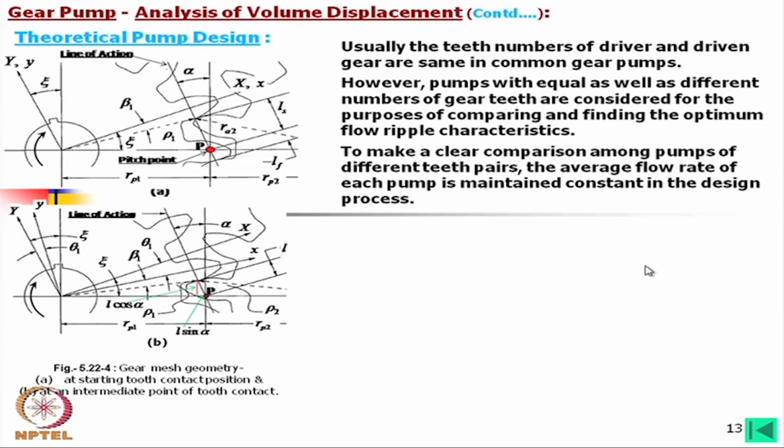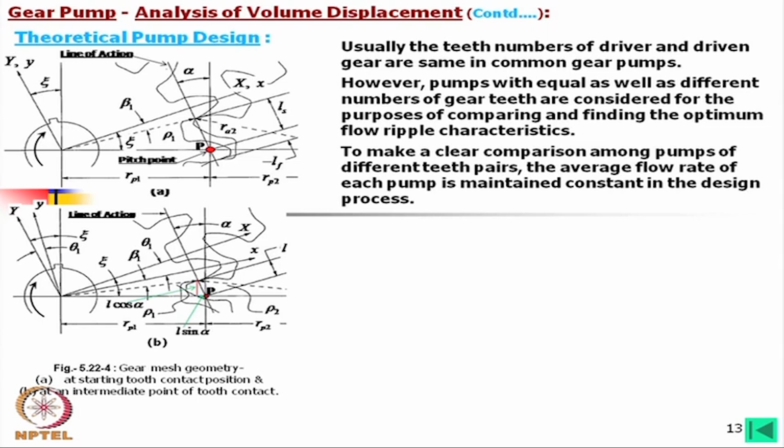Now, to make a clear comparison among pumps of different teeth pairs, the average flow rate of each pump is maintained constant in the design process. The advantage of dimensionless analysis is that we can find out the non-dimensional flow, and then we can multiply with the actual dimension to get the flow.